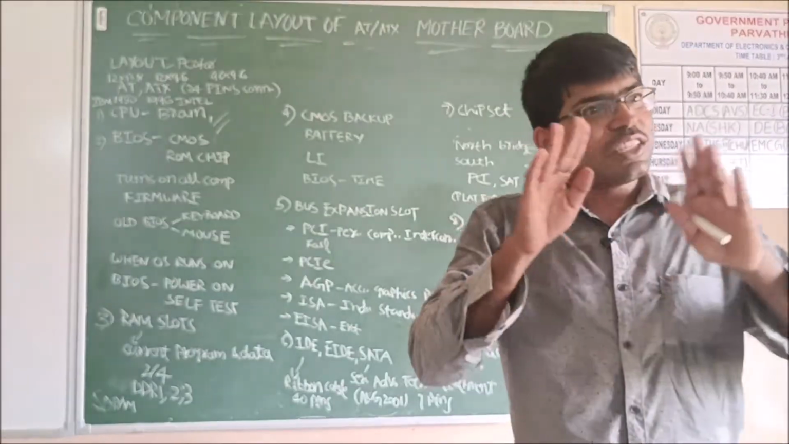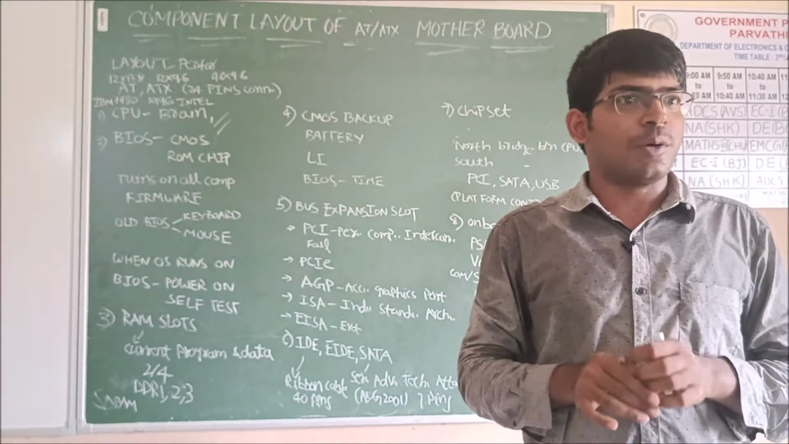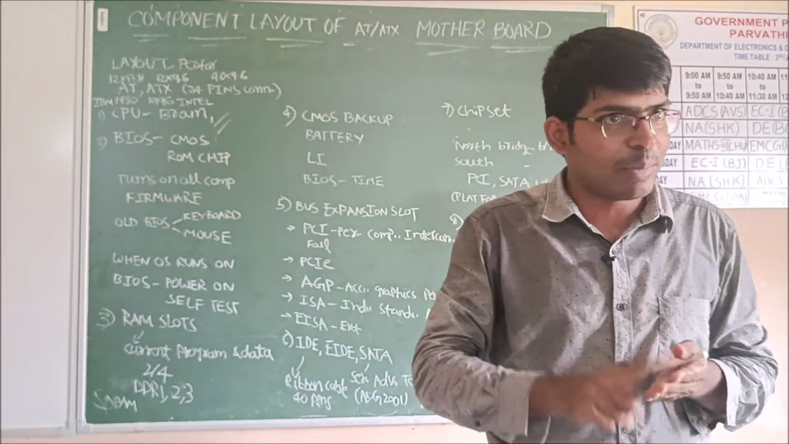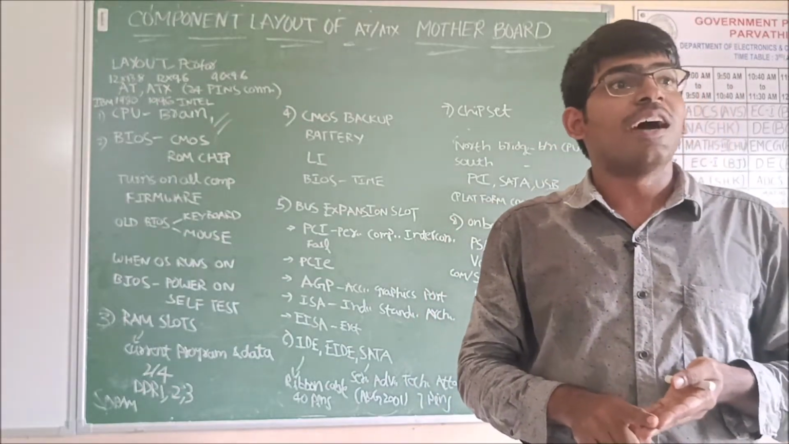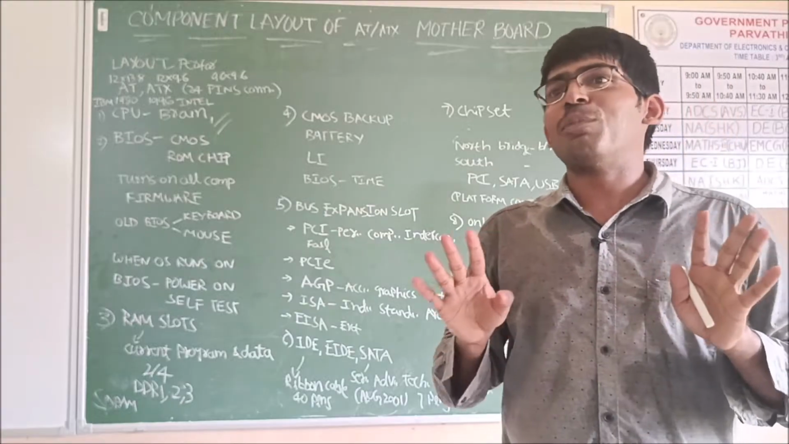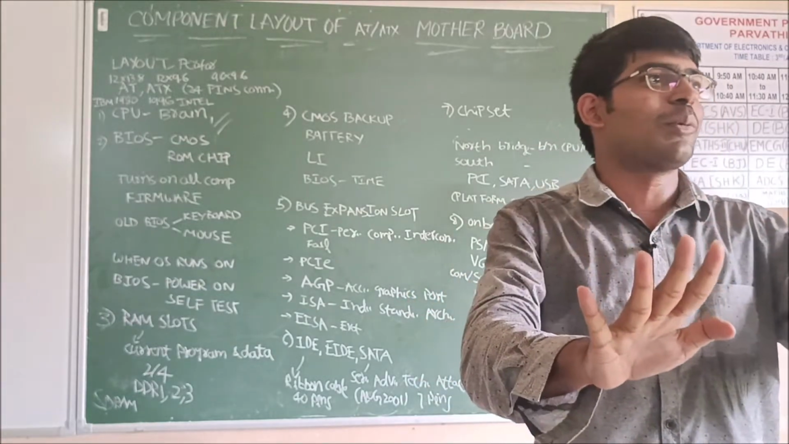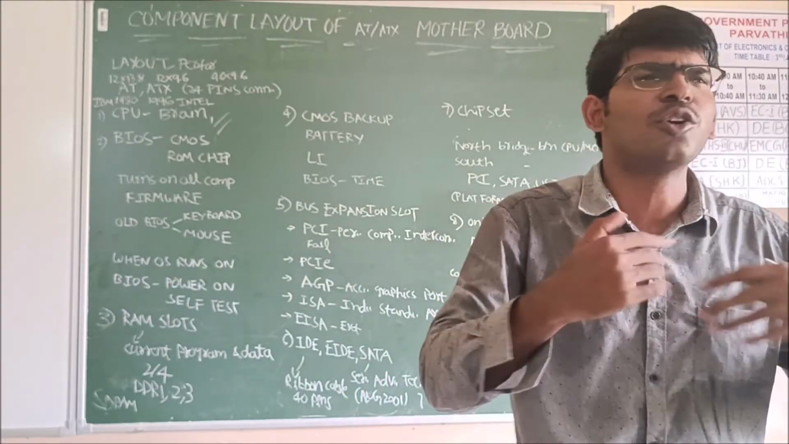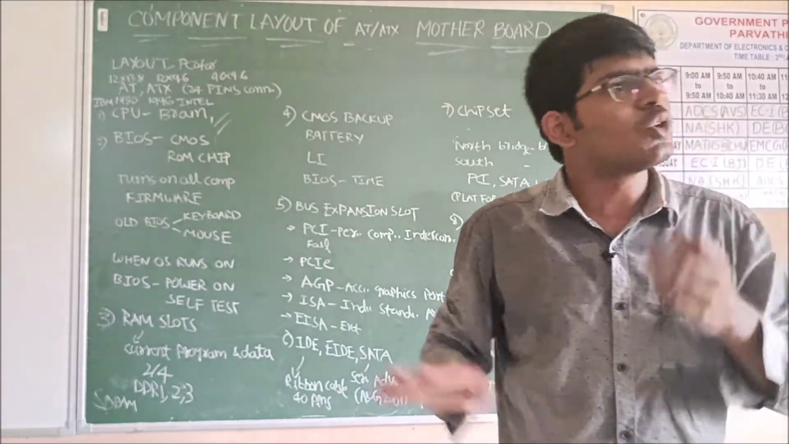Very good. So this BIOS is a ROM chip. ROM means read-only memory. Is BIOS a RAM chip or a ROM chip? Random access memory or read-only memory? Read-only memory. It means once we write the program, we cannot erase it. This is fixed. We don't want to erase it. So this is the BIOS.